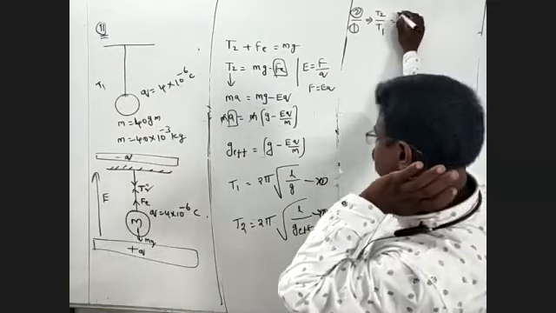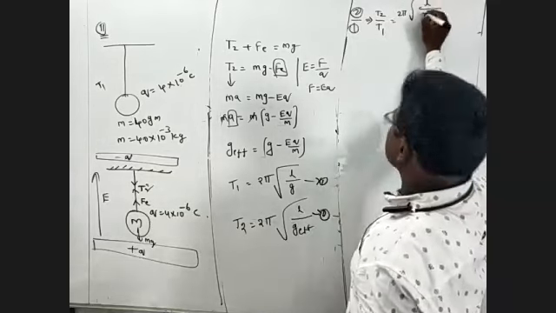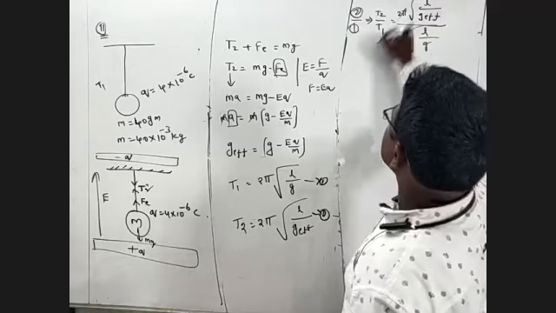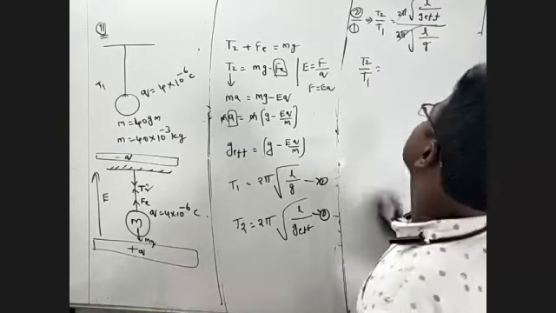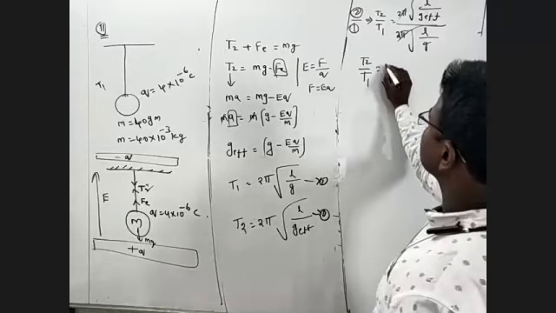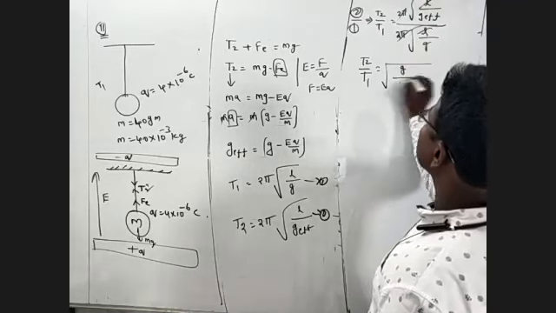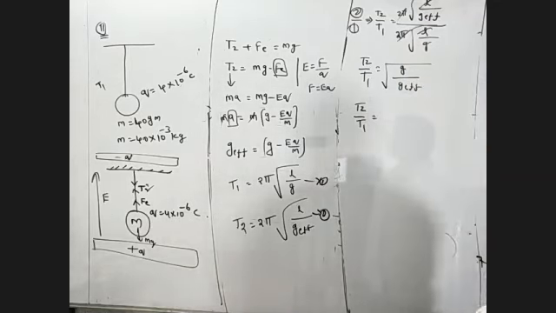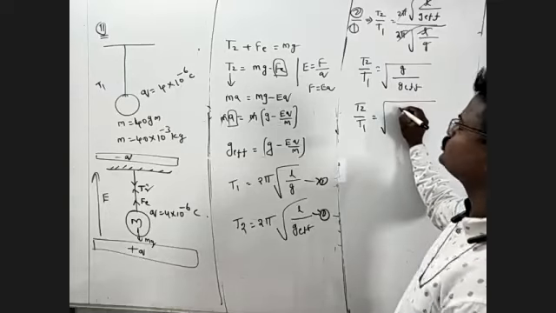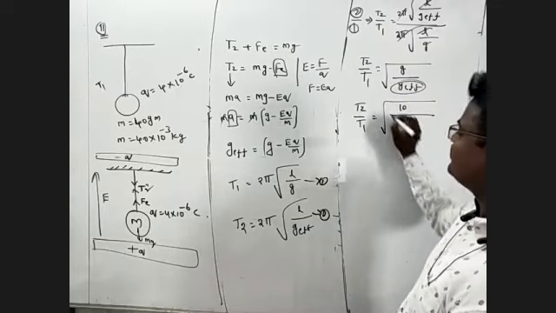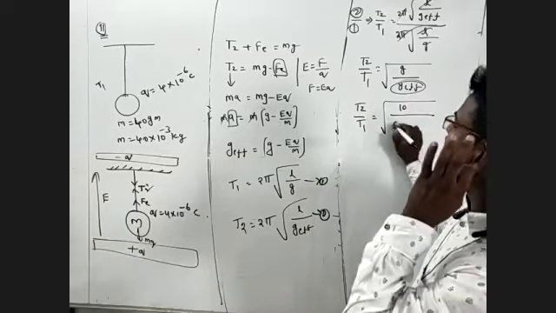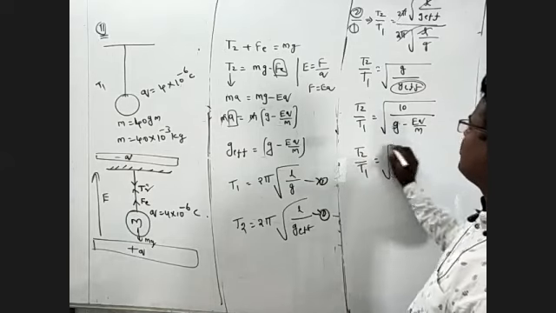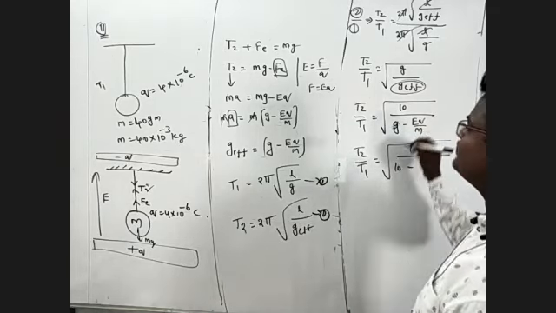T2 by T1 is equal to 2 pi root of L by g effective divided by 2 pi root of L by g. The 2 pi cancel each other, and L cancels. So T2 by T1 is equal to root of g by g effective. The acceleration due to gravity value is 10, and g effective is g minus EQ by m. So T2 by T1 is equal to root of 10 by 10 minus EQ by m.